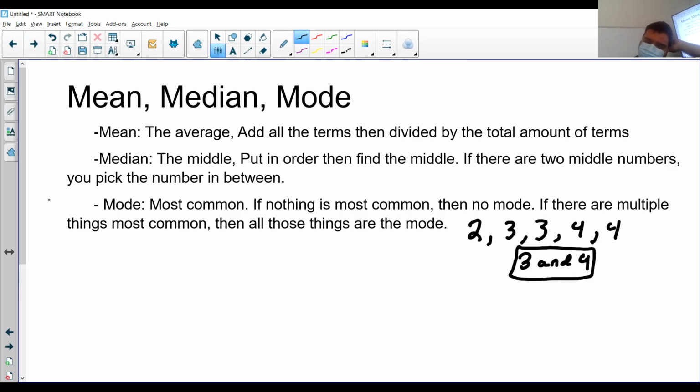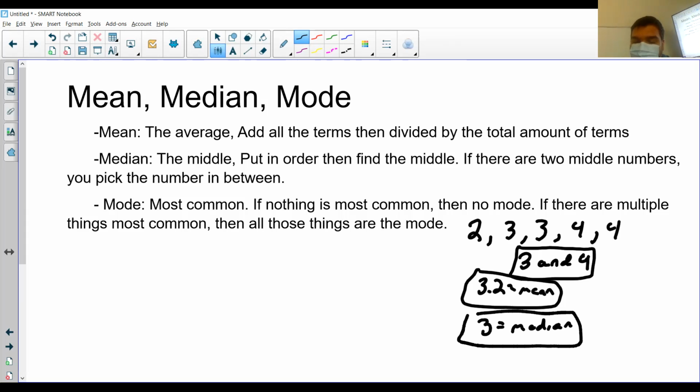Oh, for that data? Sure. So the mean in this one would be 8, 12, 15, 16 divided by 5. So 3.2 is the mean. And then the median, what's in the middle, is 3. And then the mode is 3 and 4.